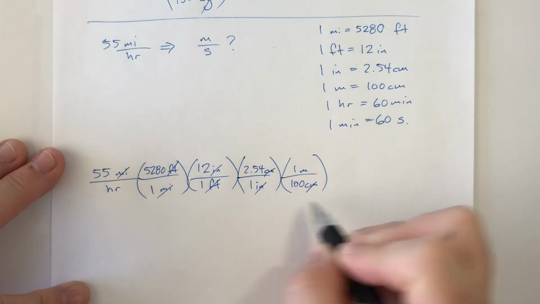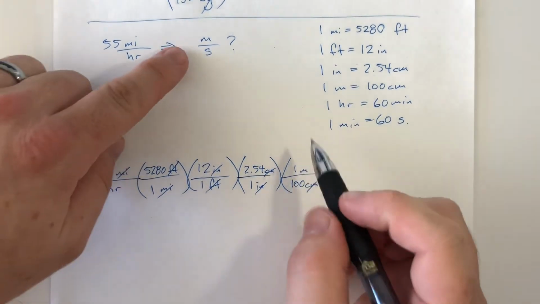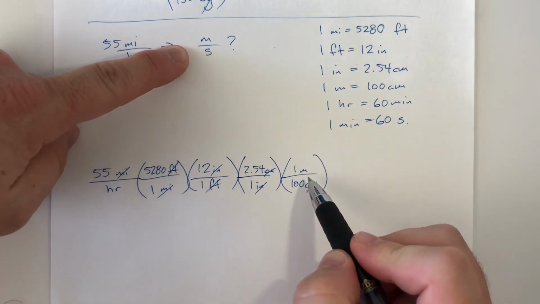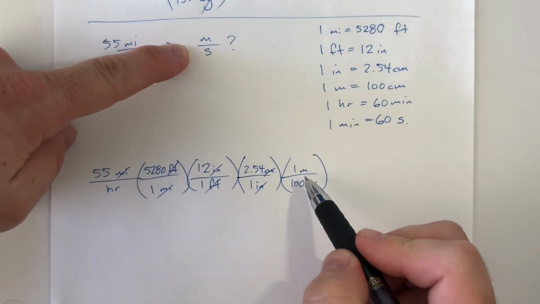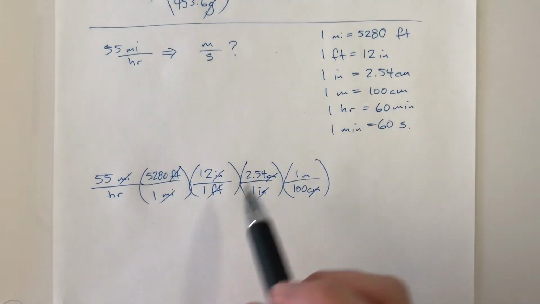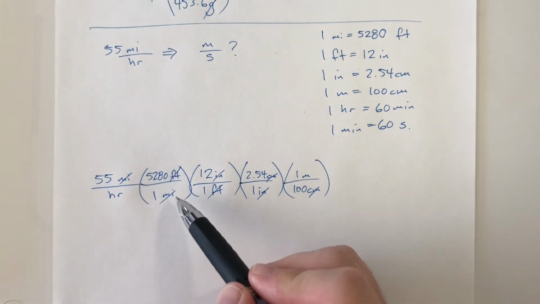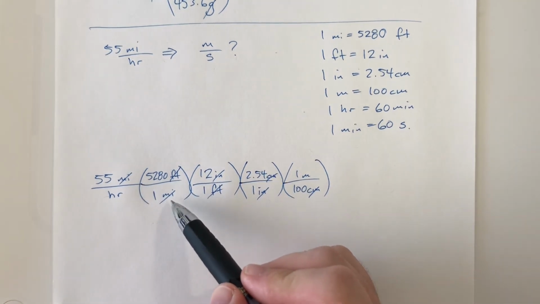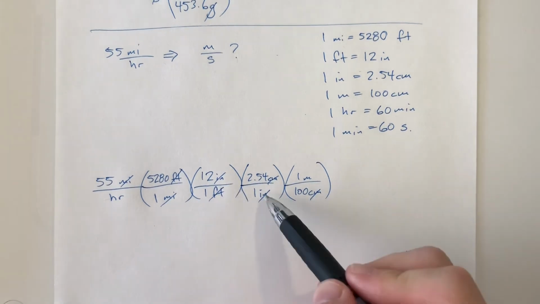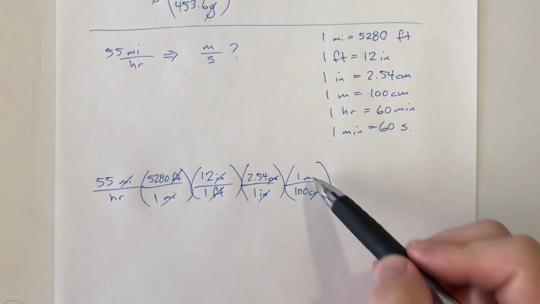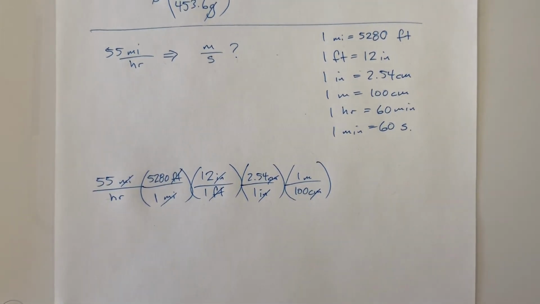So centimeters cancels out. We have meters on top. In the end, we are looking for meters on top, so we are going to stop here. That's fine. We've canceled everything out. You'll notice I did not tell you when to multiply or divide. I just made the units cancel out. I had miles on top, so I made miles go away on the bottom by putting it on the bottom. Feet cancels out with feet, inches cancels out with inches, centimeters cancels out with centimeters. We end up with meters on top.